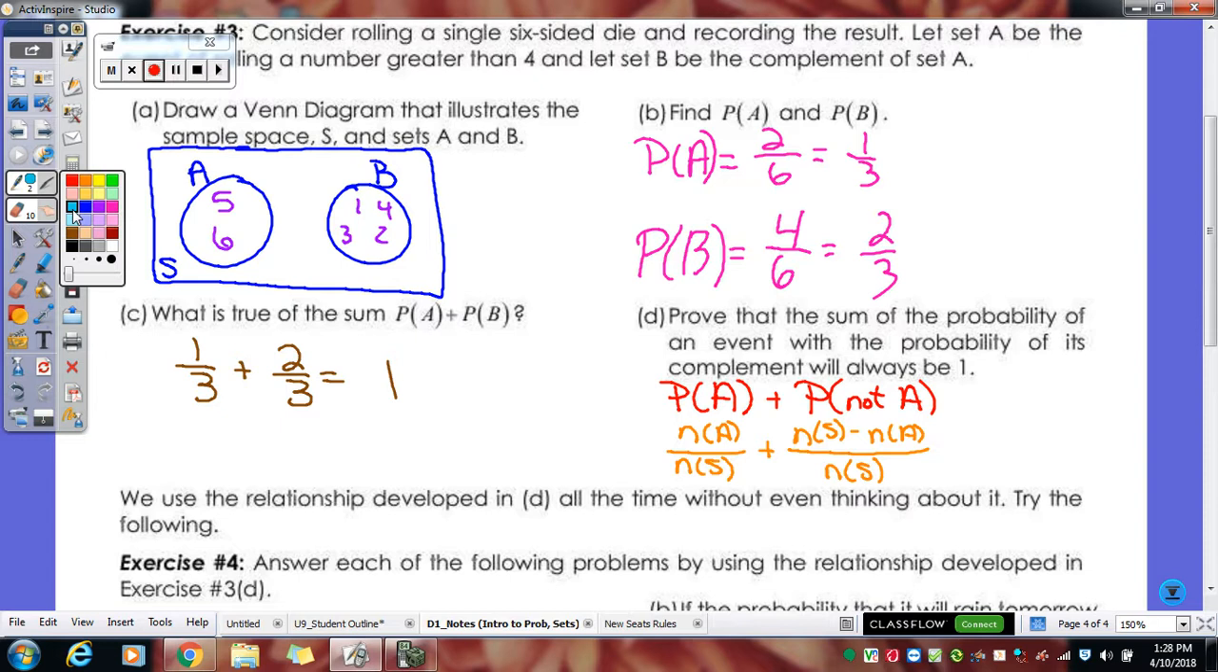So then what happens when I take this and add it to the negative version? They cancel, so we're left with the number in the sample space over the number in the sample space, which is a 1. So it's always going to be true that an event and its complement will equal 1 if you add their probabilities together.